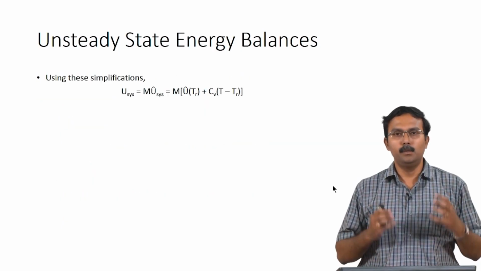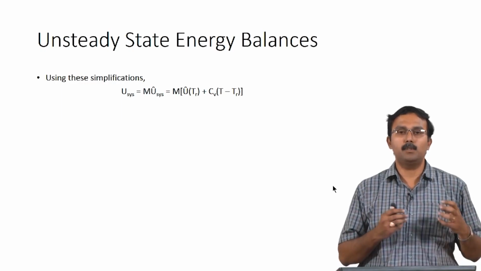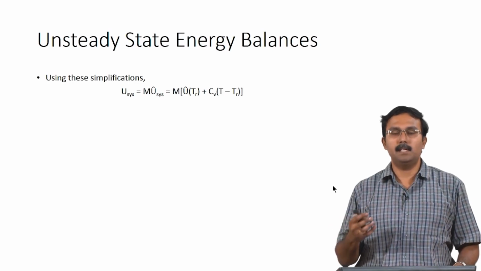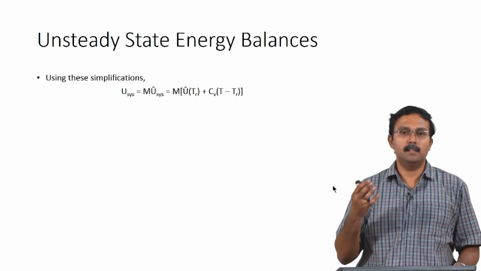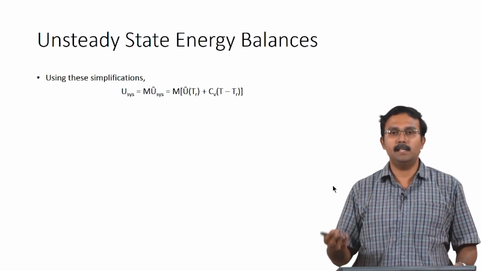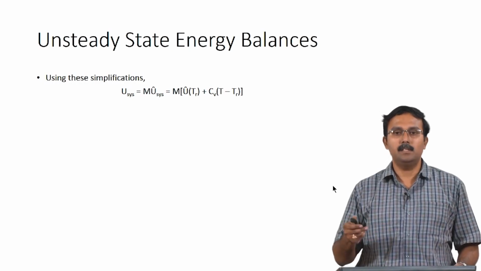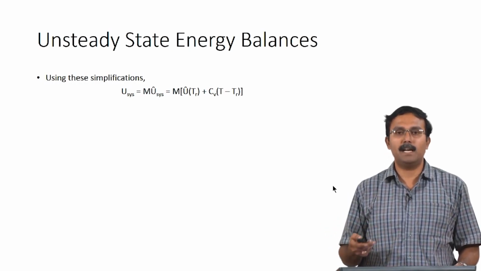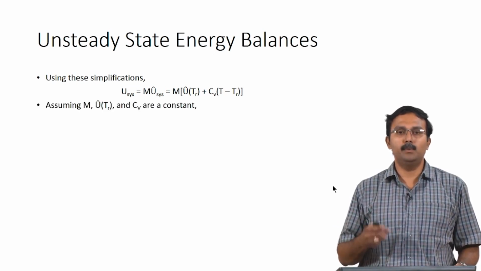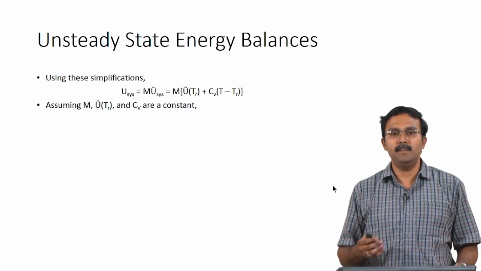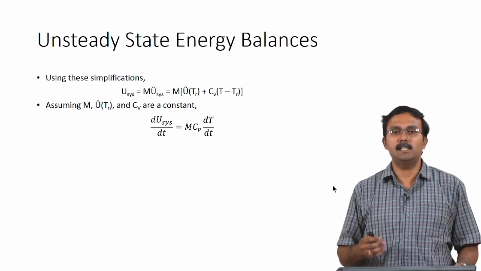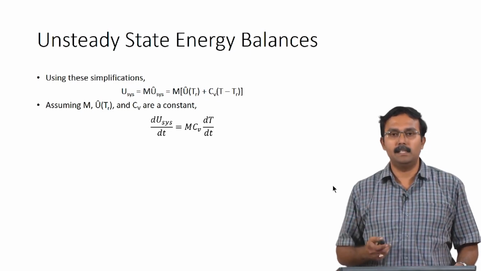Using these simplifications, the equation becomes U sys equals m times U cap sys. The system specific internal energy would be the internal energy at a reference temperature plus Cv times (T minus the reference temperature). This specific internal energy times the total mass of the system gives the total internal energy of the system. Assuming m, U cap at Tr, and Cv are constants, you would end up with dU_sys/dt equals m Cv dT/dt.